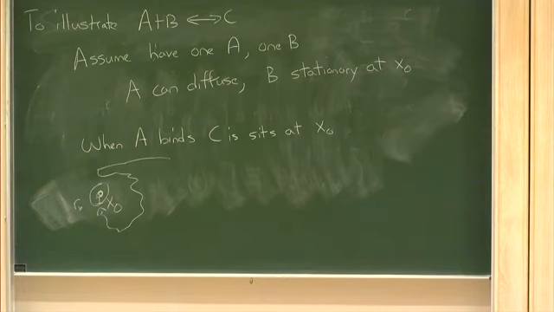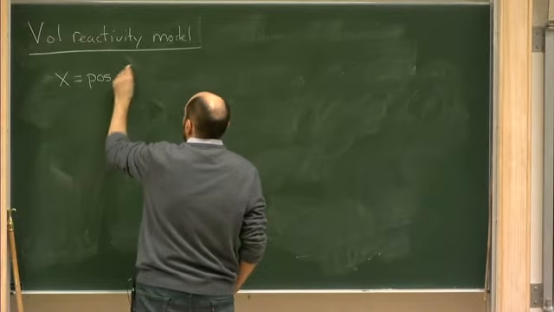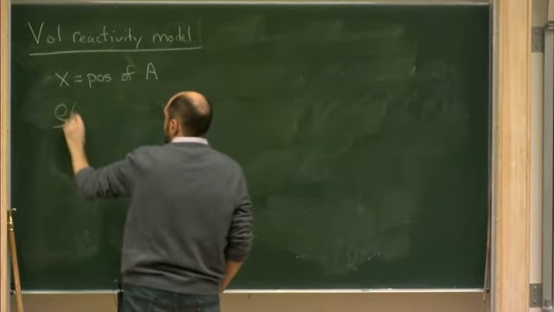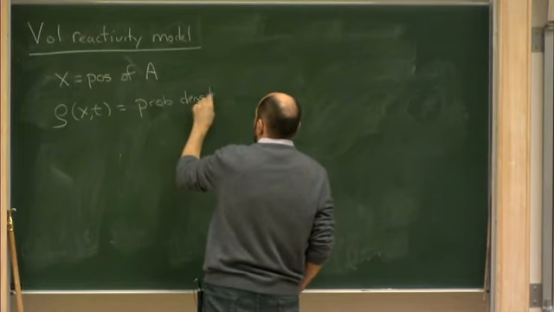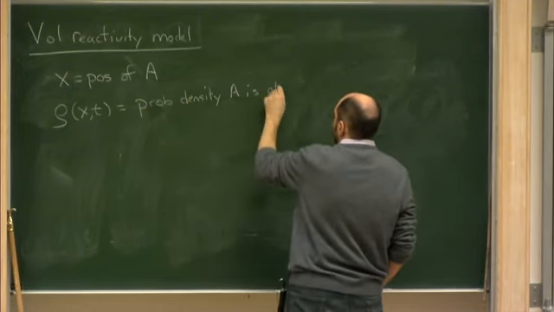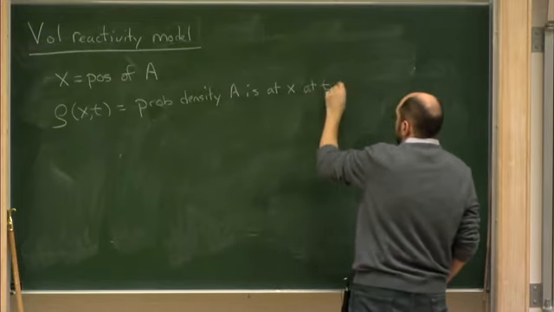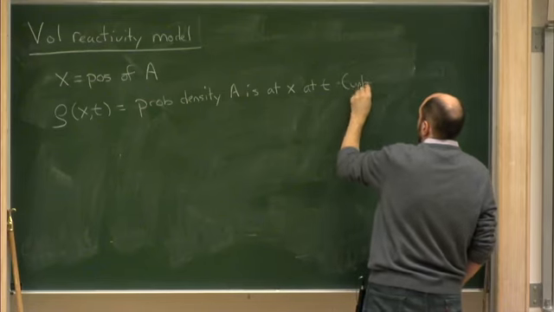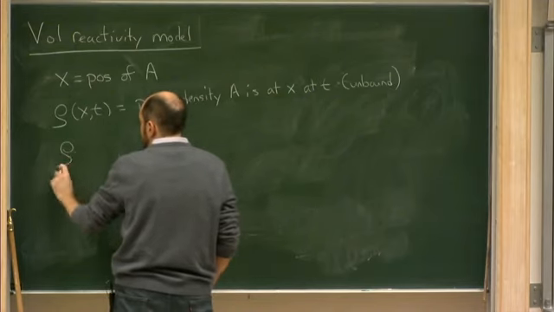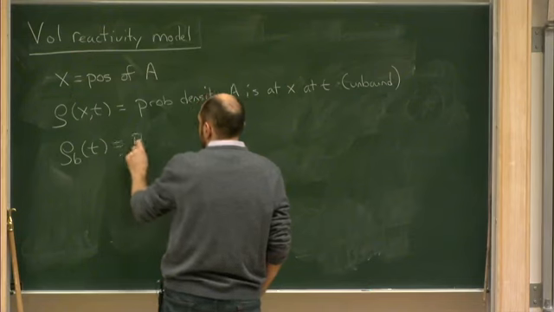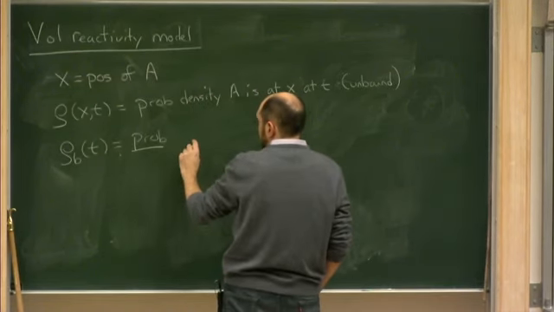Okay? So our assumption is going to be that we'll let x equal the position of the A molecule. We'll let rho of x, t be the probability density that A is at x at time t, so it's unbound. That gives me the equation for the probability density that A is at a given position and not bound. And then I have an equation for the probability that I'm in the bound state. So this will just be the probability that A is bound to B.